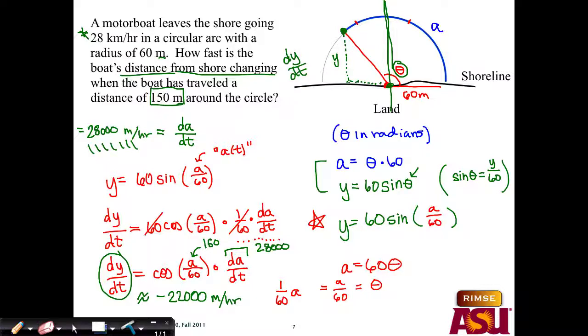the boat's approaching shore directly, straight line speed of 22 kilometers per hour. It's traveling at a speed of 28 kilometers per hour, but its distance to the shore is decreasing by 22 kilometers per hour, or 22,000 meters per hour.